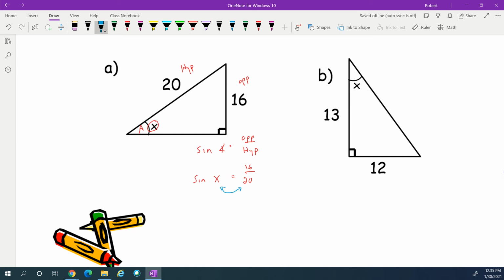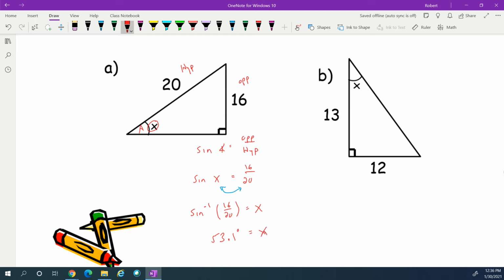Effectively, what we're doing is we're swapping those. So we have to tell the calculator, hey, we're going to do this backwards. And now, in my calculator, I'm going to do 16 over 20 and take the inverse sine of that. And I get 53.1.